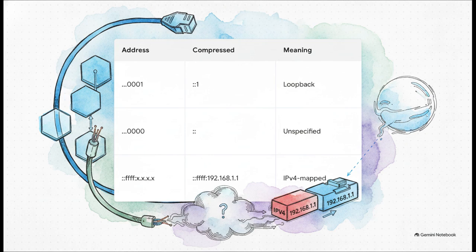First up, you have ::1. That's your loopback address, literally the exact equivalent of 127.0.0.1 in IPv4. Next is :: which is the unspecified address used before an IP is even assigned to a host. And finally, the mixed notation ::FFFF followed by an IPv4 address. That's an IPv4 mapped IPv6 address used internally by dual stack operating systems.